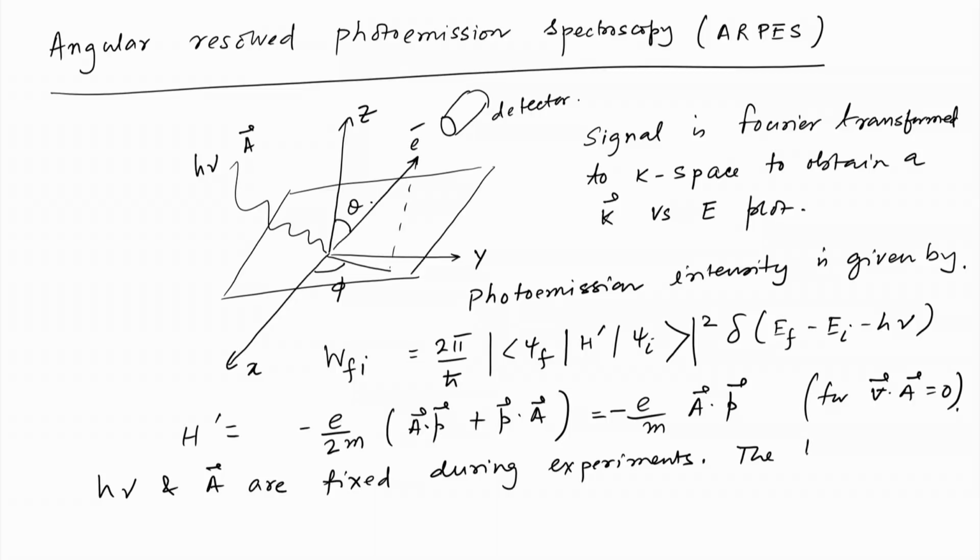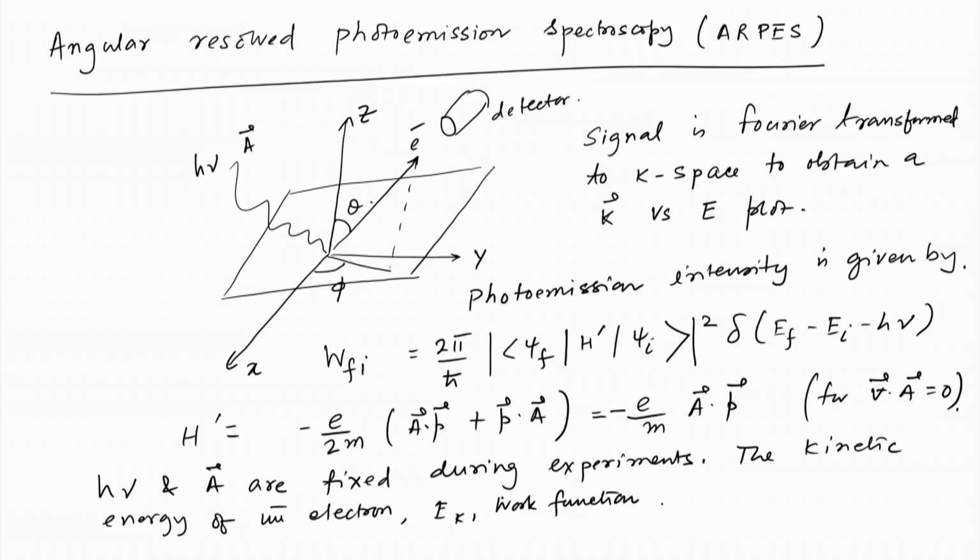The kinetic energy of the electron E k, then the work function, which you must know from Einstein's photoelectric effect, that there is a certain amount of work function associated with a particular material, which is a property of the material, that has to be overcome in order for the electron to be emitted, and the polar angles theta phi are measured.